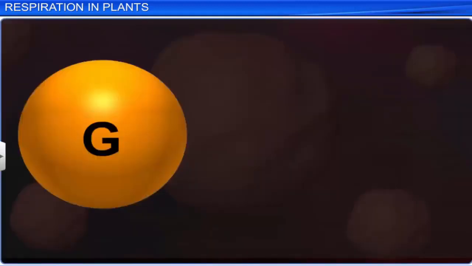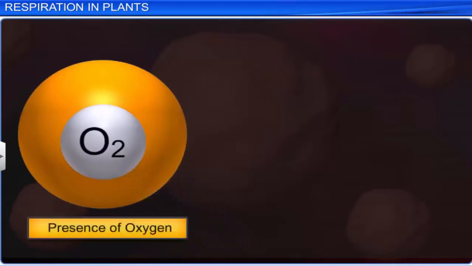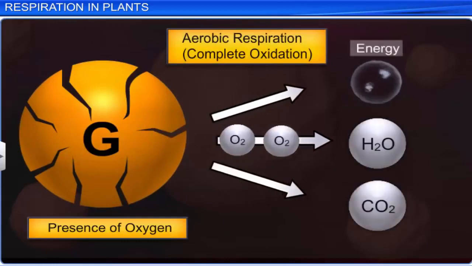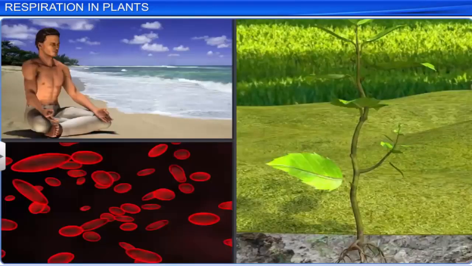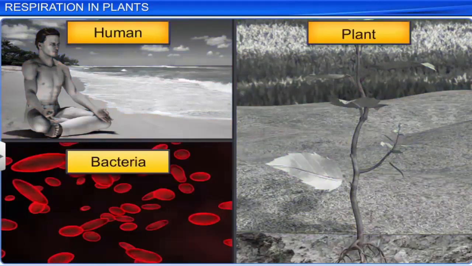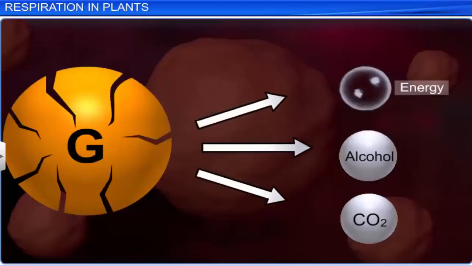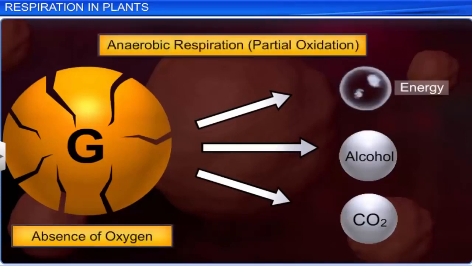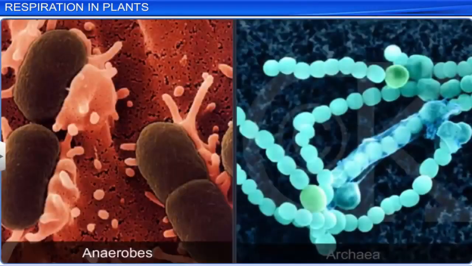When the oxidation of food substances takes place in the presence of oxygen, it is called aerobic respiration. It yields water and carbon dioxide as the byproducts. This type of respiration takes place in humans, plants, and some bacteria. When the oxidation of food substances takes place in the absence of oxygen, it is called anaerobic respiration. It yields alcohol and carbon dioxide as the byproducts. This type of respiration takes place in anaerobes and archaea.